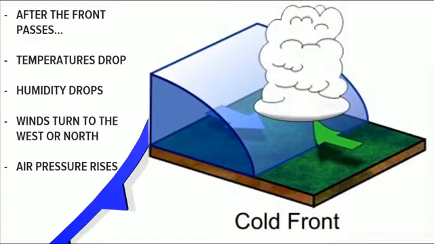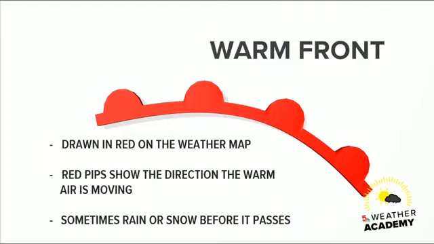Sometimes we get some gusty winds behind a cold front. You can have gusty winds ahead of a cold front too, but they're usually out of the south or southwest. And then once the front passes on a cold front, then they turn to the west or to the north. So the cold front is one of our basic fronts. The warm front is one of our basic fronts.